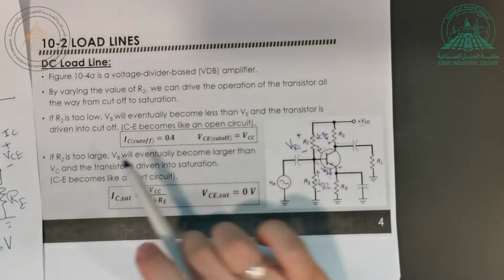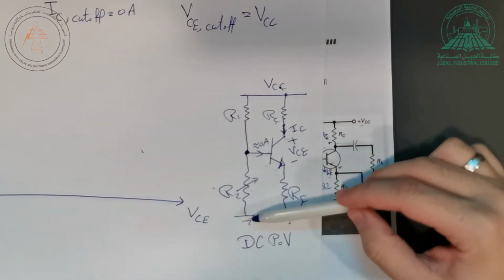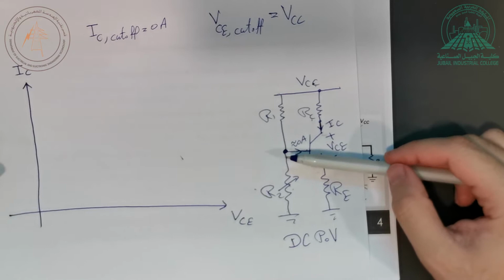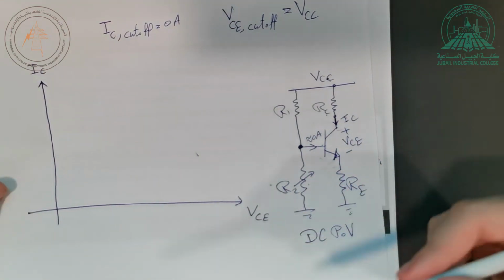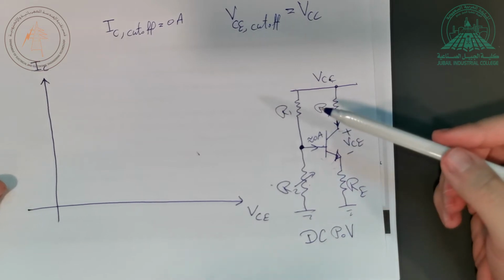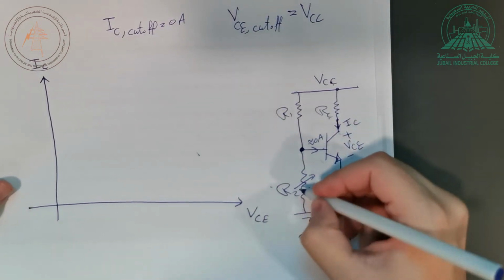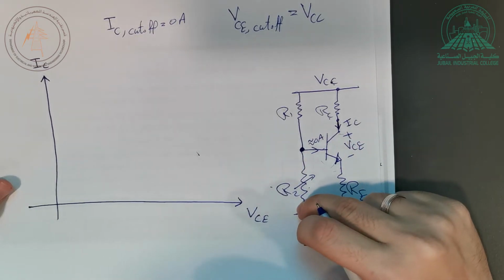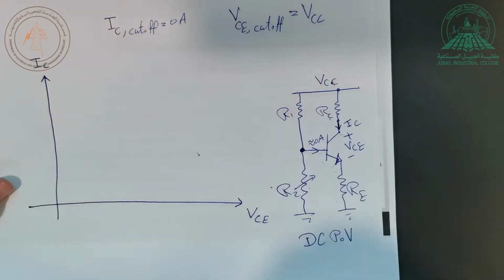Now if we start to increase R2, what's going to happen? Eventually this will turn on, so I'm not going to be cut off anymore. The circuit is going to start working as an amplifier because this is forward biased and this is still reverse biased. Now, if I keep increasing R2 high enough, I'm going to reach a point where this is not going to be reverse biased anymore. Actually, this is going to be also forward biased.